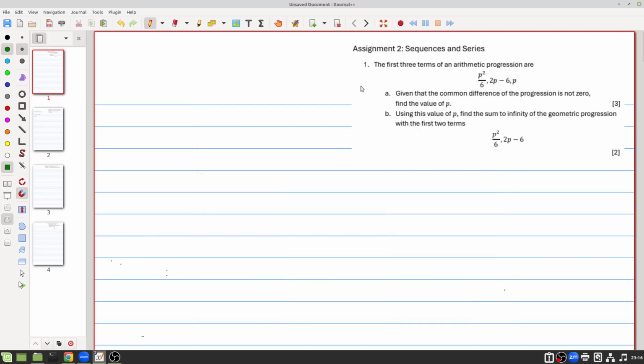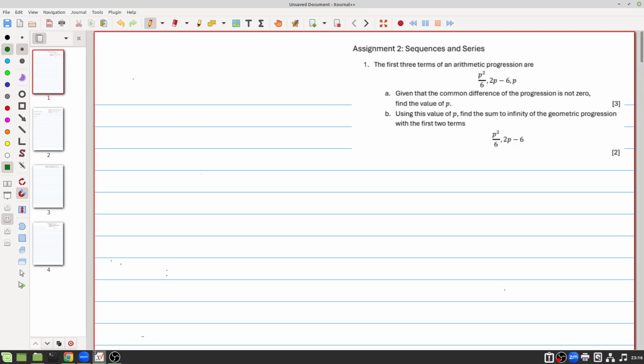Alright, let's quickly work through the memo for the second assignment. First up, we're told that the first three terms of an AP are these three terms. Now for A, given that the common difference is not 0, find the value of P.